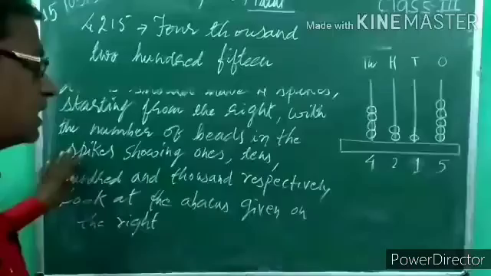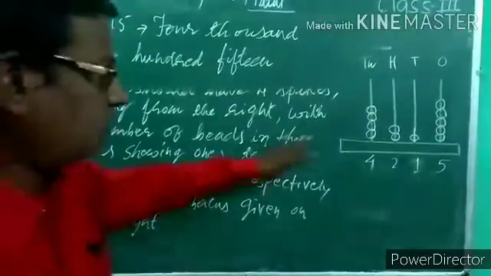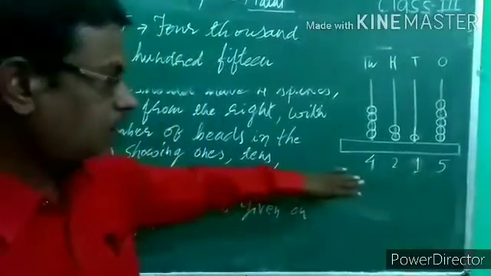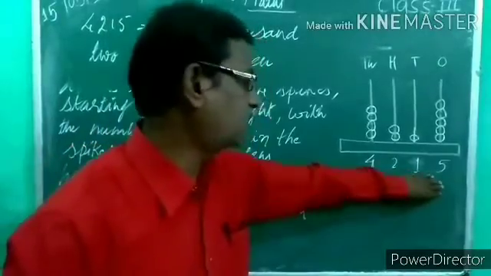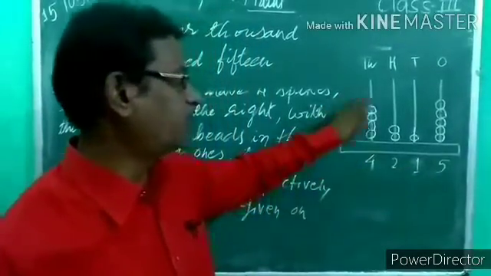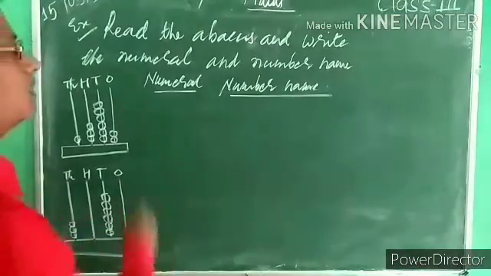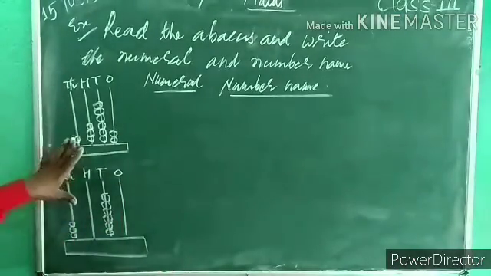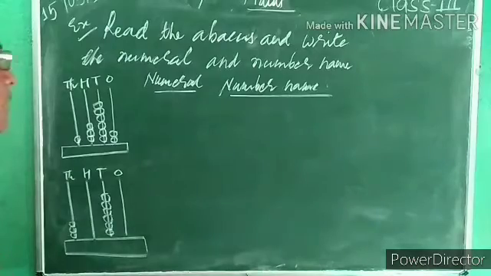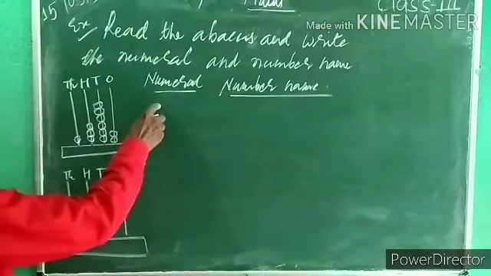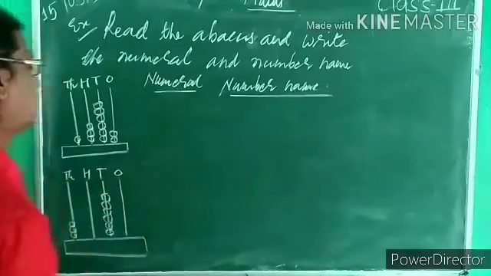Now I am taking examples, so that by the example you will understand. Sometimes diagrams are given and you have to write the numbers, and sometimes only numbers are given below and you have to put the beats in that diagram. Now example, look at that. Read the abacus. A diagram is given, and write the numeral and number name. You have to write the numeral, meaning the number, as well as the number name, spelling also.